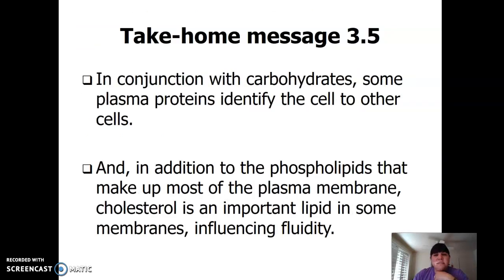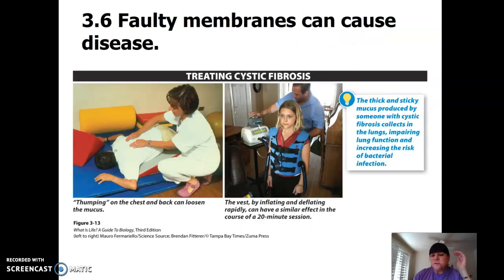All right. So here it talks about what if there are problems with the membrane. You've all heard of cystic fibrosis. It's a disease that has an issue with the cell membranes. And it says the thick, sticky mucus produced by someone with cystic fibrosis collects in the lungs, impairing lung function, increasing the risk of bacterial infection.